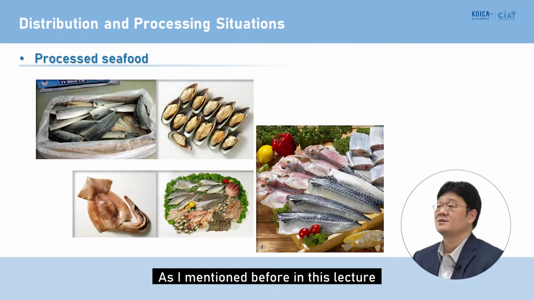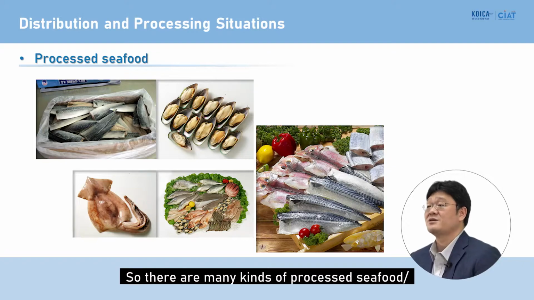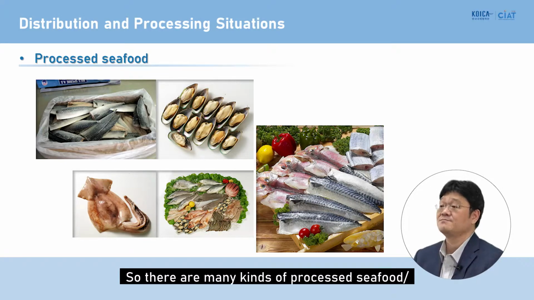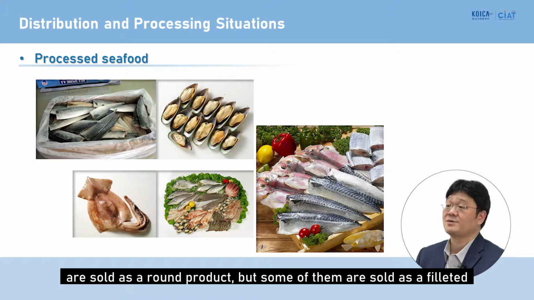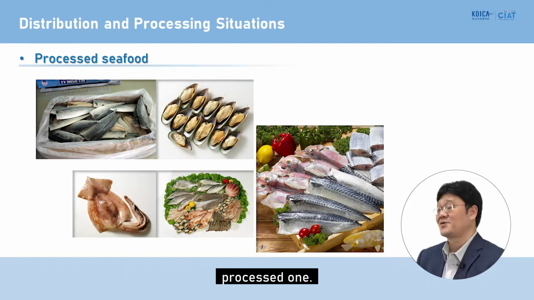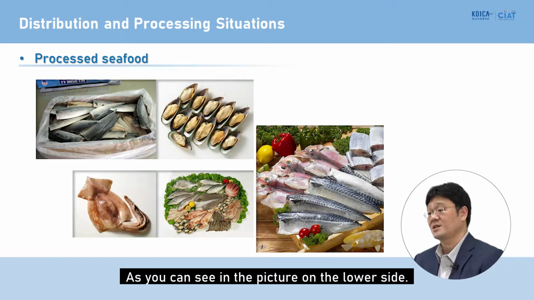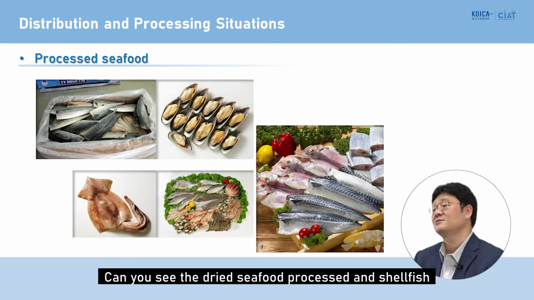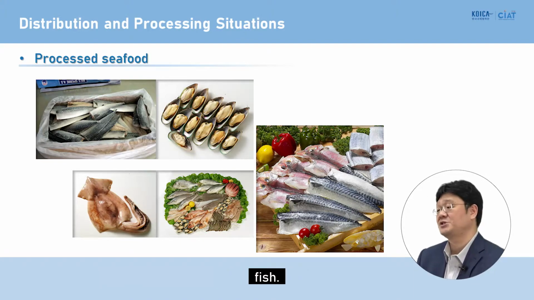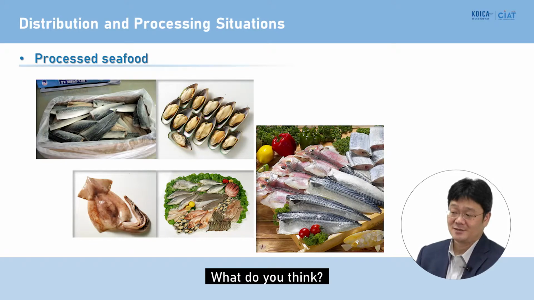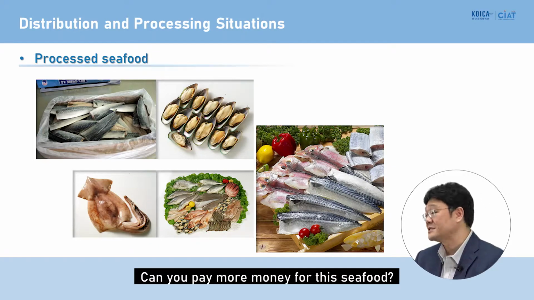As I mentioned before in this lecture, Korean people love to eat seafood. So there are many kinds of processed seafood. Some of them are sold as a round product. But some of them are sold as a filleted, processed one, as you can see in the picture on the lower side. Can you see the dried seafood, processed shellfish, the filleted fish? What do you think? Can you pay more money for this seafood?